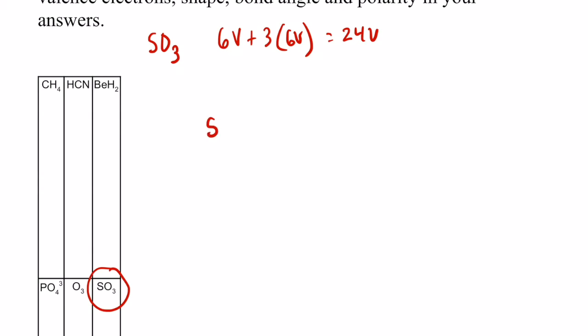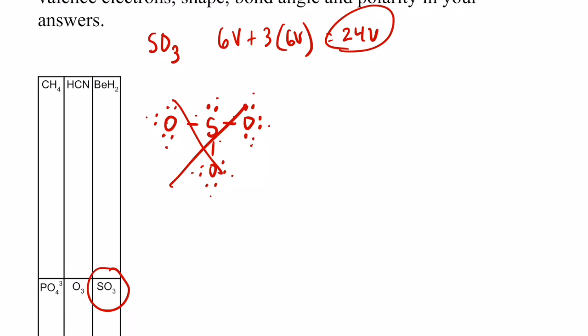Put sulfur in the middle. And we'll try a single bond to each of the oxygens. We'll see if that works. Complete this oxygen's octet. Put 2 more there for sulfur's octet. And this oxygen's octet. And this oxygen's octet. Let's see what we have here. 2, 4, 6, 8, 10, 12, 14, 16, 18, 20, 22, 24, 26. We're only allowed 24, so that ain't going to work.